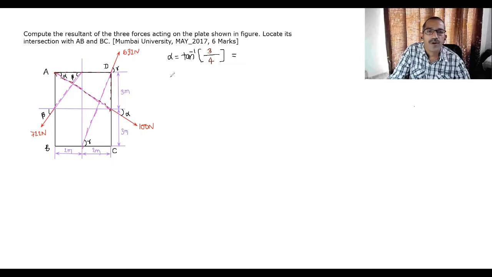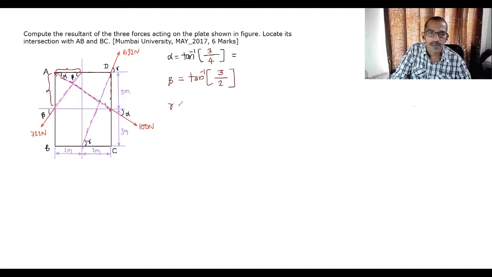Similarly, for angle beta, it is tan inverse of, again, opposite upon adjacent. Opposite to angle beta is this one. This is how much? 3 meter. Adjacent means this side. This is how much? 2. That means it is 3 divided by 2. So beta is tan inverse of opposite 3, adjacent 2.